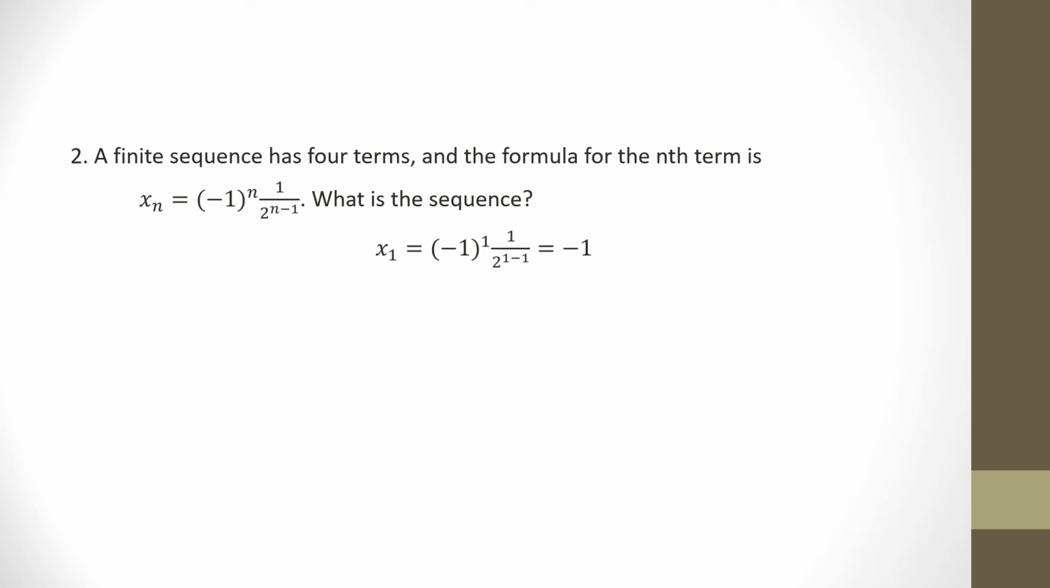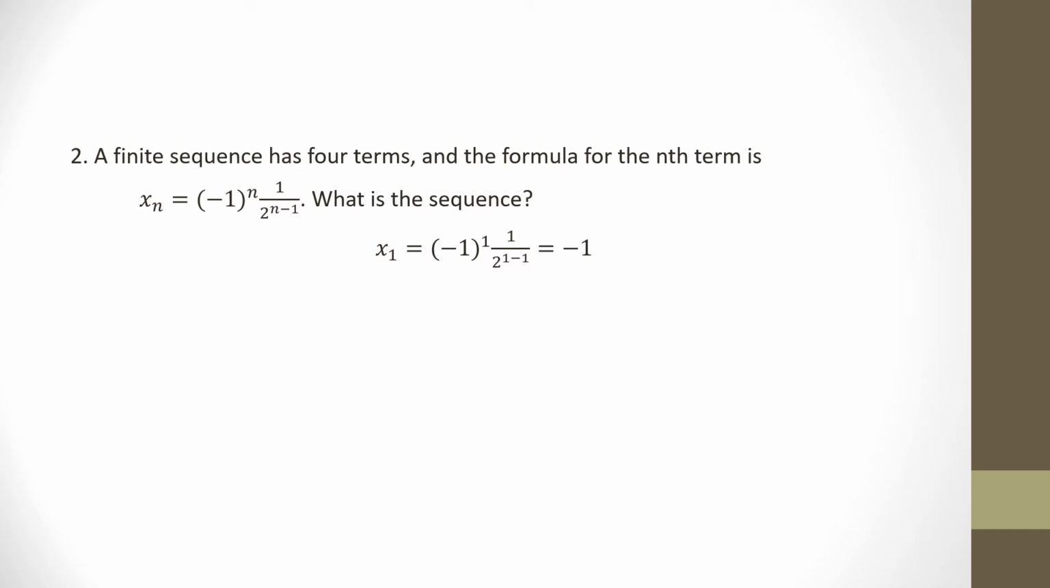So, x sub 1 is equal to negative 1. Lahat ng n dyan, palitan nyo ng 1. So, negative 1 raised to 1 times 1 over 2 raised to 1 minus 1. So, this is 1. And this is negative 1. So, negative 1 times 1 is equal to negative 1. Hindi ko na masyadong i-explain to, kasi meron naman na kayo sigurong basic knowledge about integers.